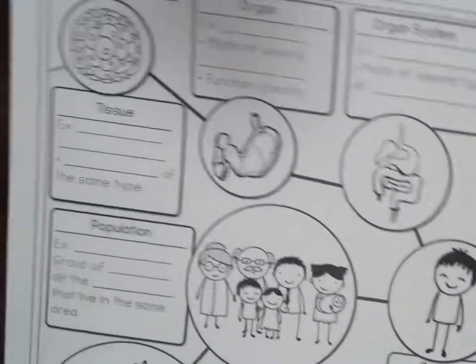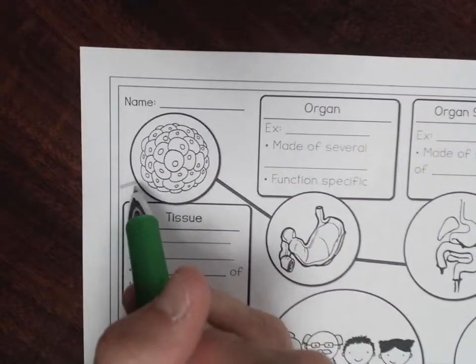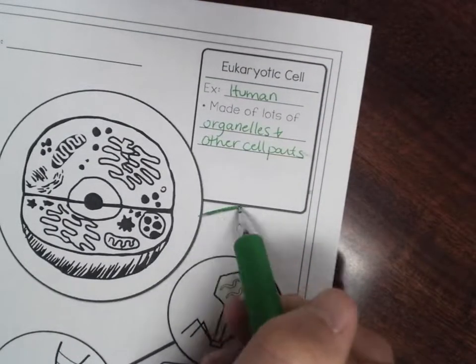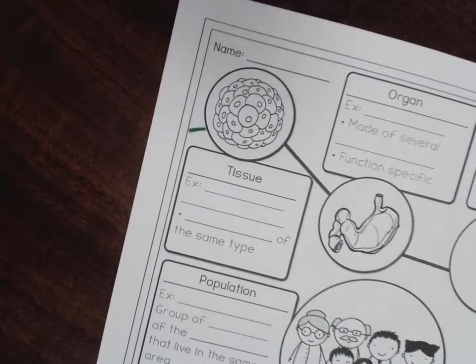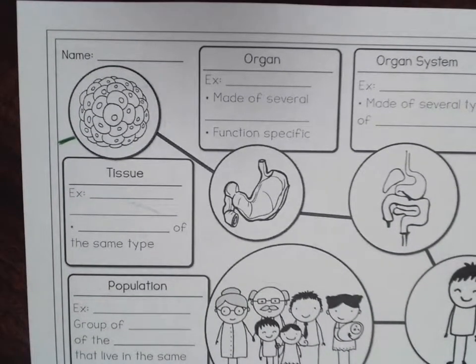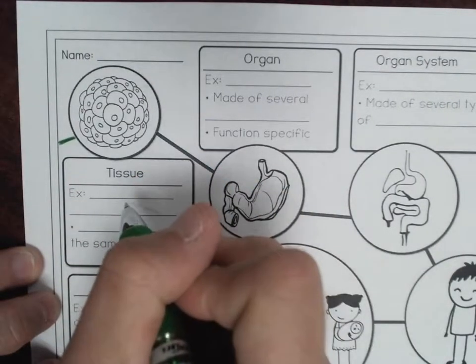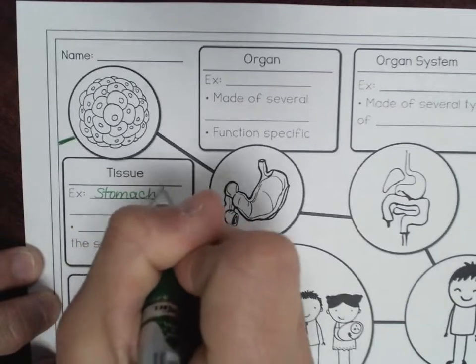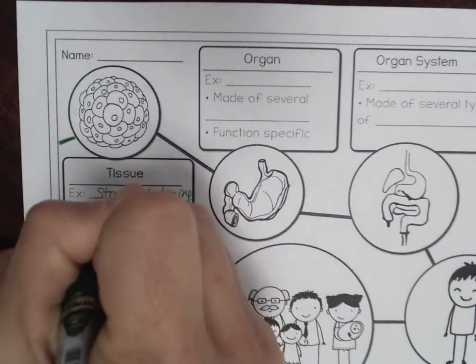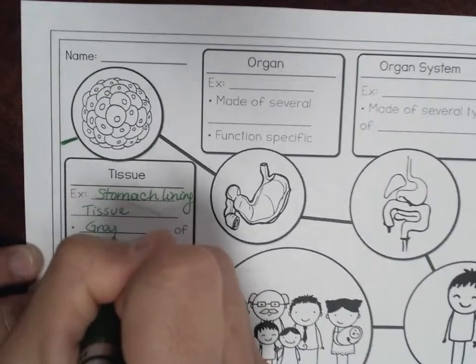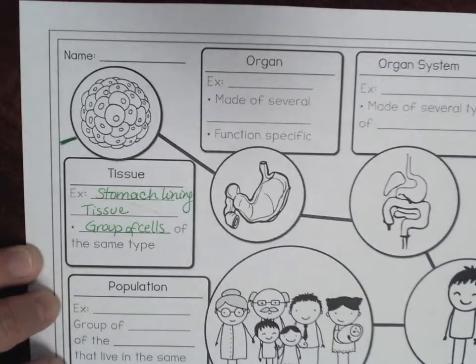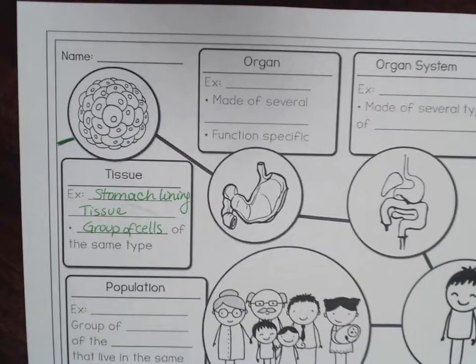So let's flip to the back. And see this little line right here? This little line essentially connects back to this line here coming off of the eukaryotic cell. Okay? So now we take a bunch of cells and we put them together, and this is then called a tissue. An example of this would be the stomach lining tissue. And any kind of tissue is a group of cells of the same type. So you take a bunch of cells that are the same type of cell, you put them together, and it forms that tissue.